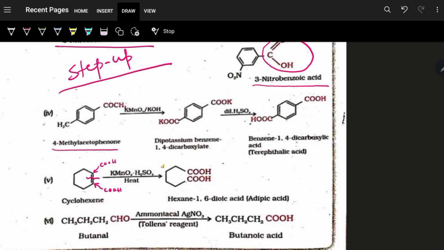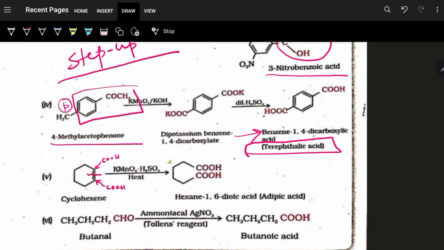Next, 4-methyl acetophenone. So this is your acetophenone. In the para position there is methyl, so 4-methyl acetophenone. Converted to terephthalic acid. Again I will say this is a common name which you have to remember. Terephthalic acid is benzene 1,4 dicarboxylic acid. When you are studying this, please keep a copy beside. Simultaneously write down. When you write, you don't forget, you retain longer. So benzene 1,4 dicarboxylic acid.